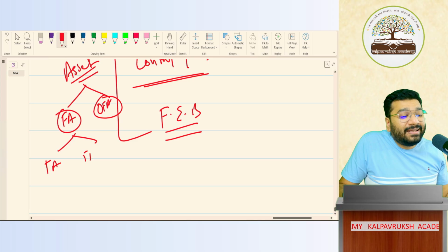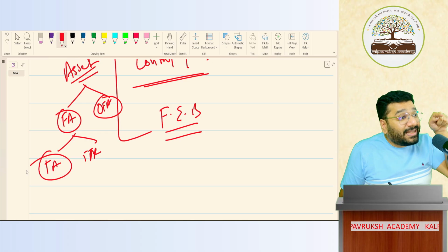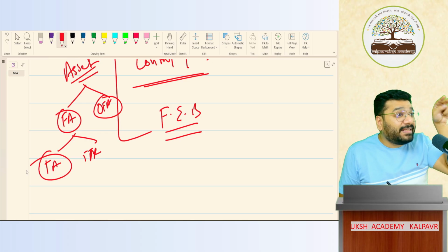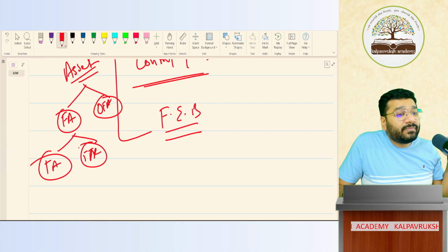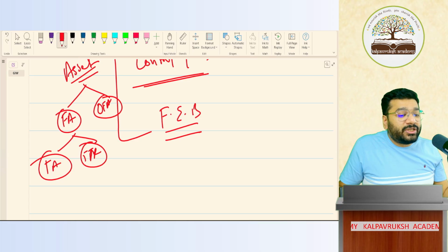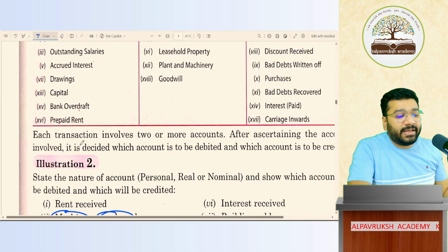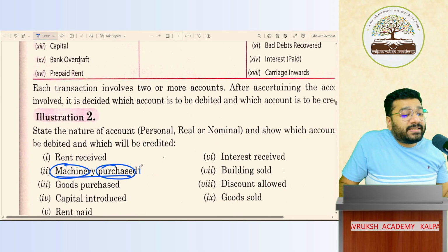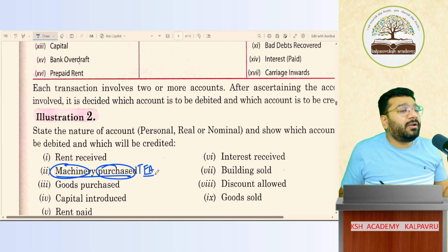Two things: tangible asset and intangible asset. Tangible asset means one which you can touch and see, physically. That is tangible. What is intangible? It's an asset, but I cannot see or touch it. So what is machinery? It's a tangible fixed asset. Got it, not got it?